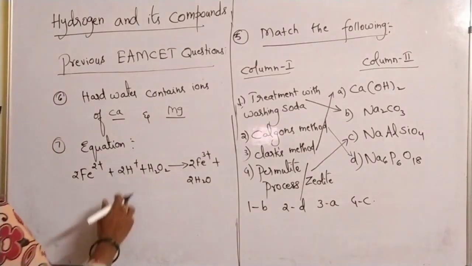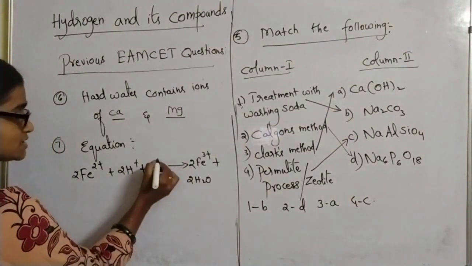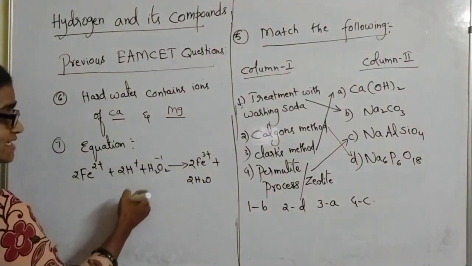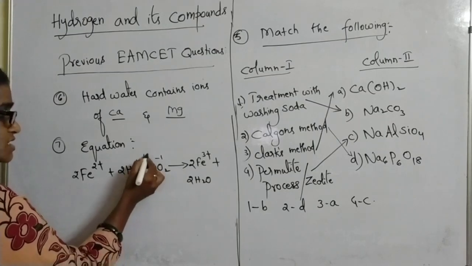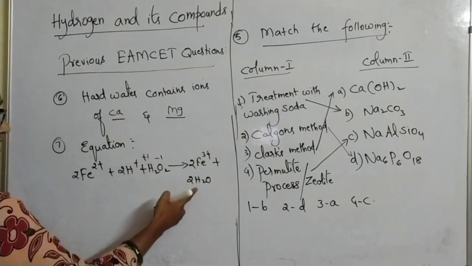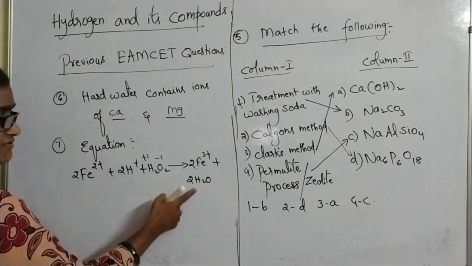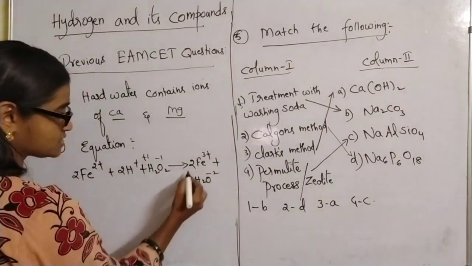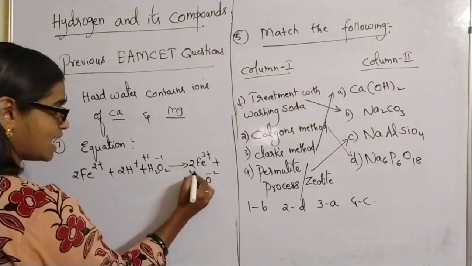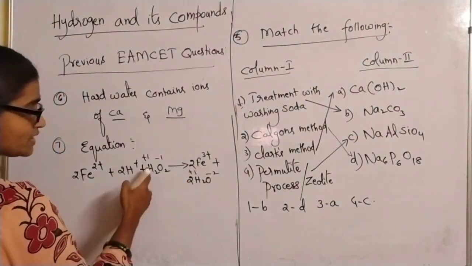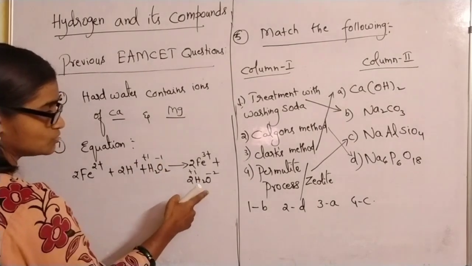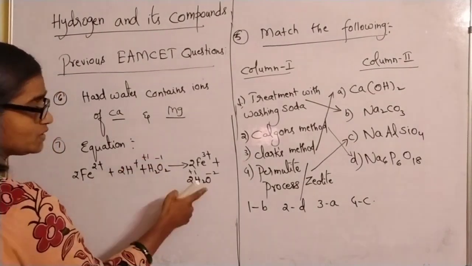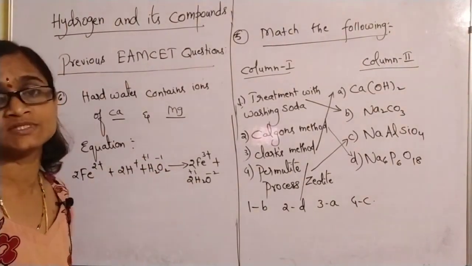Okay, so here in hydrogen peroxide, oxygen's oxidation number is -1 and hydrogen's oxidation number is +1. But here hydrogen peroxide is converted into what? Water. So oxygen's oxidation number is -2, and hydrogen's is as usual +1 only. That means -1 to -2. It became -1 to -2, which means it is reduced.